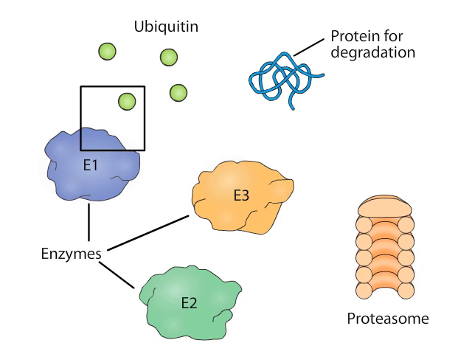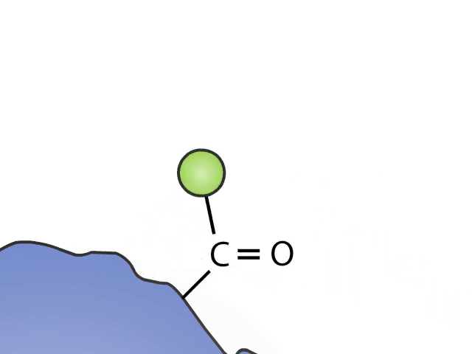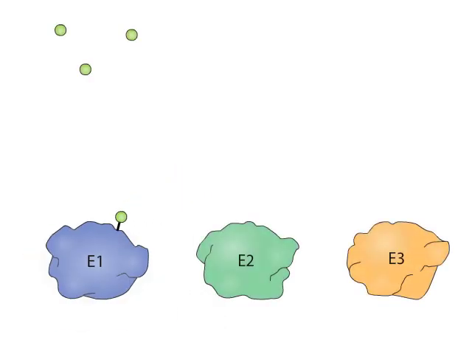First, E1, which is also called a ubiquitin activating enzyme, activates the carboxy terminus of ubiquitin by a reaction with ATP. The resulting ubiquitin AMP then splits in a reaction that attaches ubiquitin to E1. In this way, the energy from ATP hydrolysis has allowed the attachment of ubiquitin to E1.